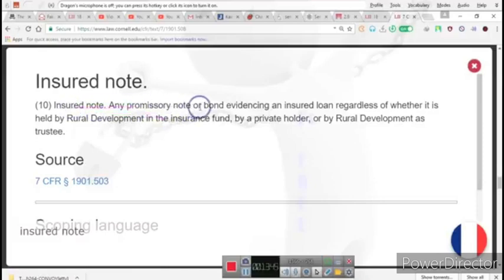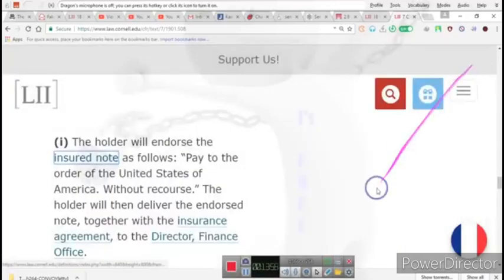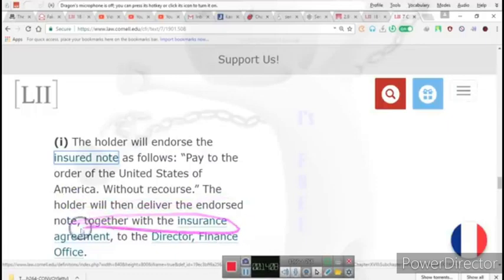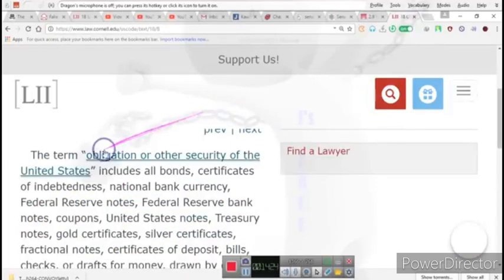Insured note. Any promissory note or bond evidencing an insured loan, regardless of whether it is held by Rural Development in the insurance fund or a private holder or Rural Development as a trustee. Okay, it's an obligation of the United States. You are to endorse it, pay to the order of the United States, reversionary, without recourse, and deliver, the holder will deliver the endorsed note to the Director of Finance Office. It is an obligation or security of the United States.